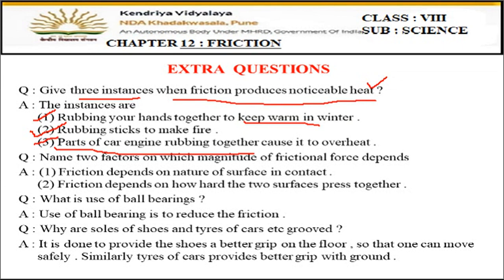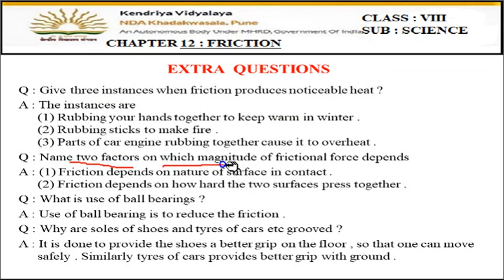Now next question is, name two factors on which the magnitude of frictional force depends. We have to tell two factors on which the frictional force depends. So the first one is friction depends on the nature of the surface, whether the surface is rough or smooth. That will decide how much frictional force is acting between the surfaces. And second, friction depends on how hard the two surfaces press together. How much is the pressure of one object on the other, how hard they are pressing against each other.